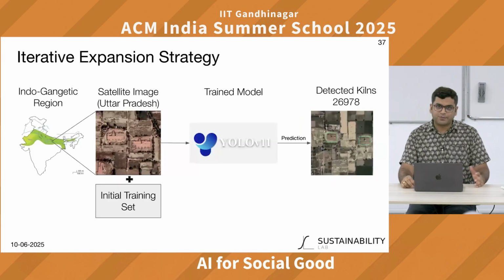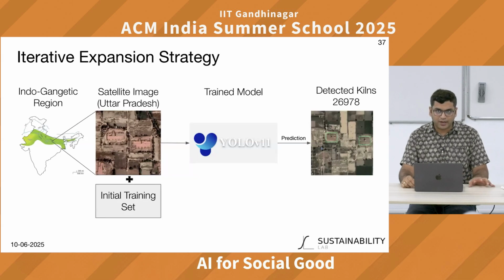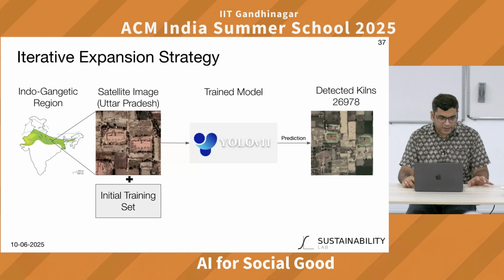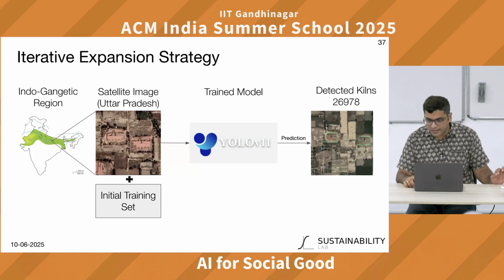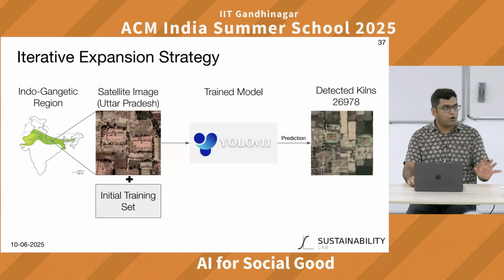So then we wanted to expand the data set. Like we didn't want to limit ourselves to these regions only. So we started off with the initial data set. We looked at the entire test region where we wanted to make the predictions. And we made the predictions using the trained model. We found out 26,978 kilns, predicted kilns. Are all of them going to be correct?